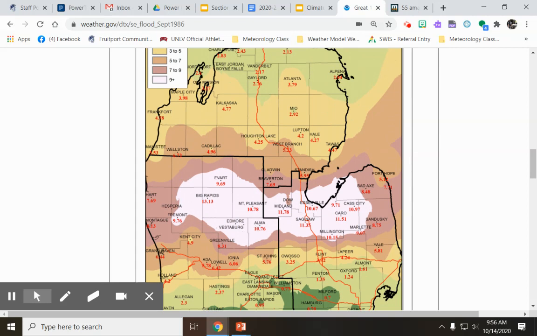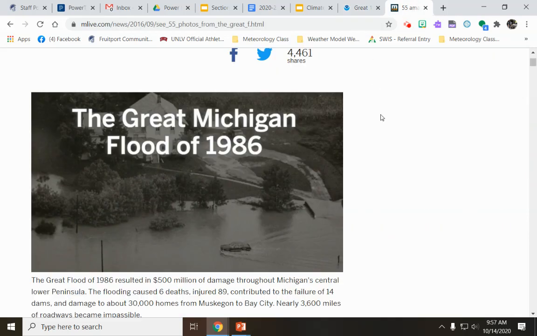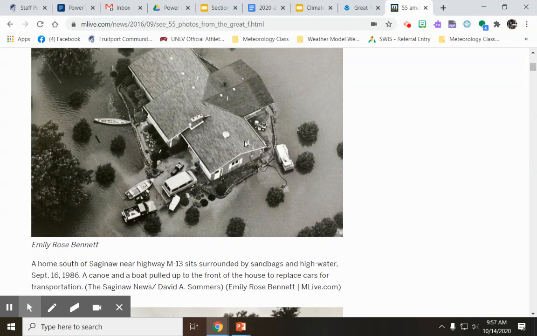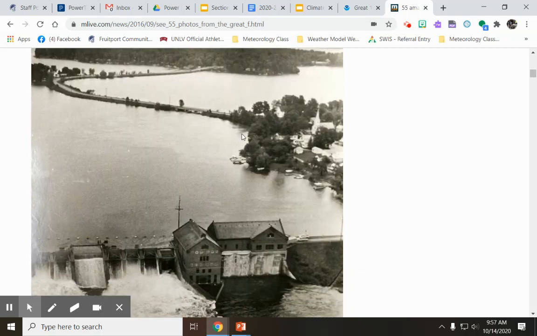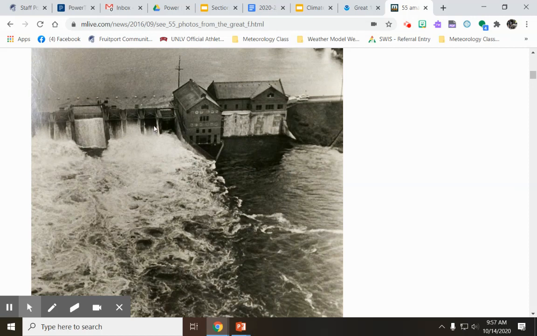Now remember too, in the state of Michigan here, even if we don't get a large amount of rain in our area, we're still connected to other areas by the rivers. So those rivers rise and flow into Lake Michigan going through Muskegon County. And then another thing to look up, if you look up the pictures from the Great Michigan Floods of 1986, you can really see the extent of the rainfall and the extent of the damage. Try to find some from this area. Right here is Croton Dam on the Muskegon River. So you can see the flood waters here and how much water is going through that dam.